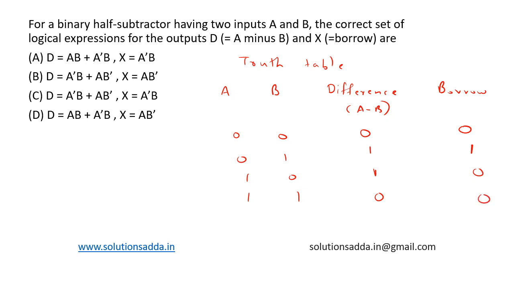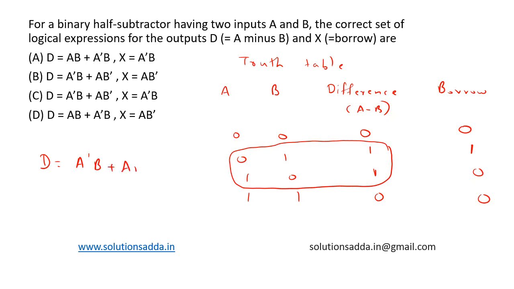Now for the logical expression for D, let's see where D is high. D is high in these two cases. That is, D is equal to A bar B plus A B bar, and borrow is high in the second case, that is this. So borrow is equal to A bar B.